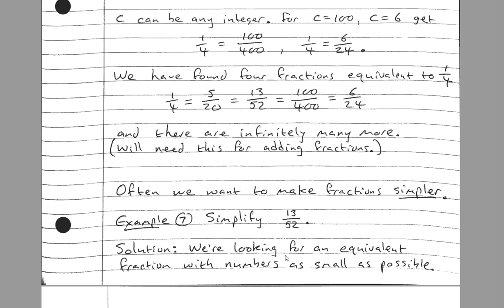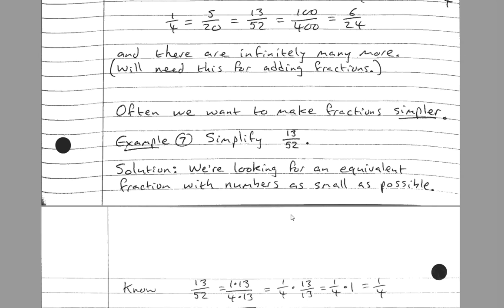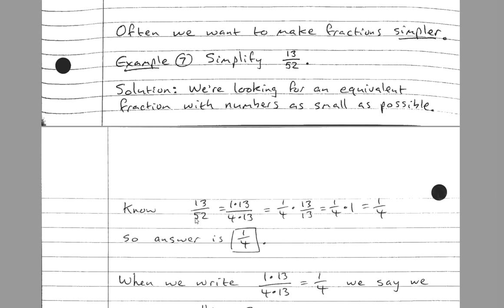So what we're looking for, we want an equivalent fraction with numbers as small as possible. Okay, and so we already know that 13 over 52, it's really 1 times 13 over 4 times 13. So that's equal to 1/4. And here you can't simplify this. There's no way to get these numbers any smaller.